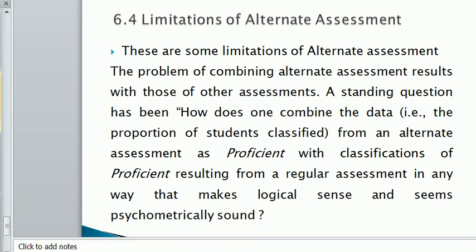A standing question has been, how does one combine the data, including the proportion of students classified from an alternate assessment as proficient with classifications of proficient resulting from a regular assessment in any way that makes logical sense and seems psychologically sound. It means it will not make logically or psychologically a sound sense.